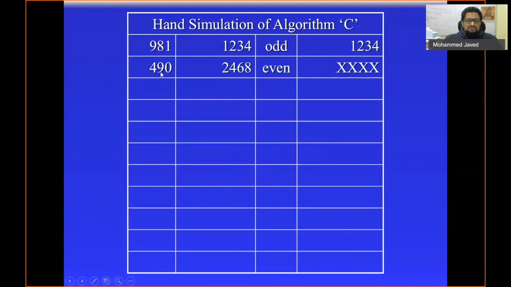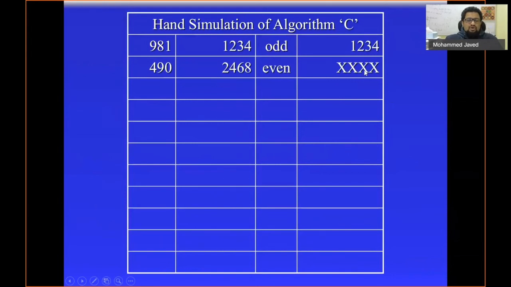Is made half, so it is 490, and 1 2 3 4 is now doubled here. So this is made half, this is doubled, and now I know that this is the even. So this number is even. So once it is even, then I need to strike it out, right? So I need to strike it out. So this is not needed.